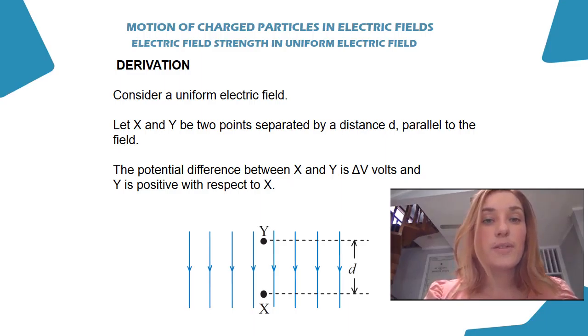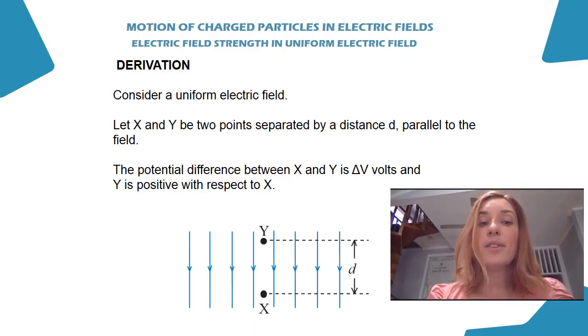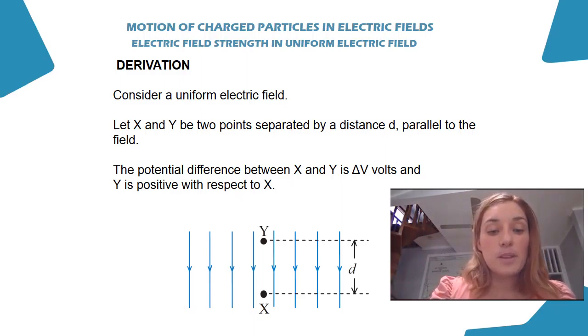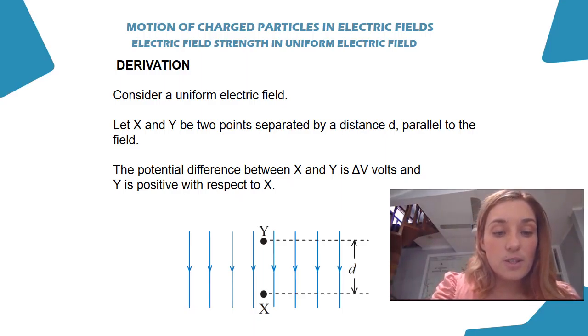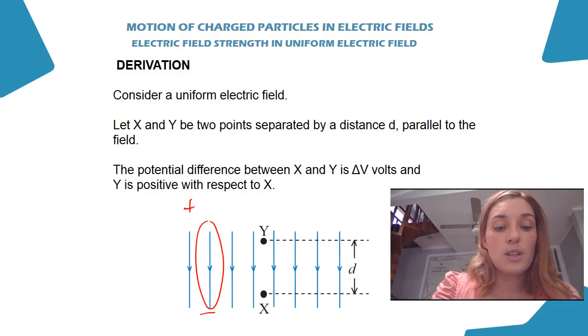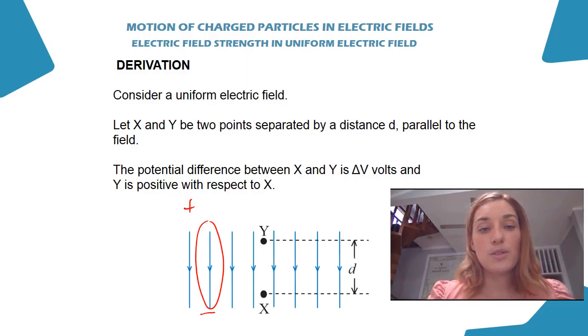Alright, so let's go through the derivation of how we actually get this formula. If we have a uniform electric field that has 2 points, x and y, and these points are separated by a certain distance called d. Now, the potential difference between x and y is going to be measured as delta V, or the change in potential difference, and we'll say that y is positive with respect to x. Now, the important thing to note, if we look at this diagram, we've got the electric field lines shown here. So if we have a look at this electric field, we can tell that it would go from positive to negative. So that's an important piece of information to note.